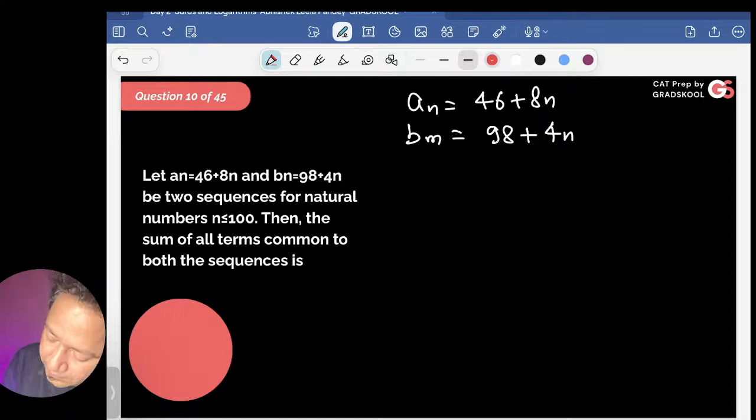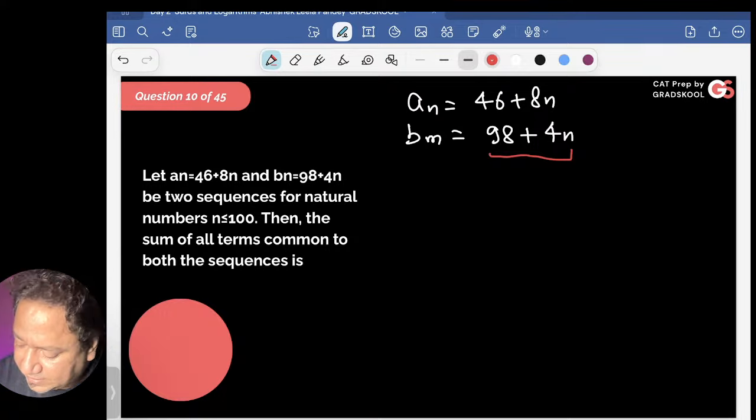देखो, ये 8N है, ये 4N है, ये 46 है, 98 है, 52 का डिफरेंस है जो कि 4 से ऑलरेडी डिविजिबल है. If you see here 8N and 4N, 8N is already a multiple of 4N and here the difference is 52 which is a multiple of 4 again. So essentially the first thing which I can directly mentally say, if I put n equal to 1, I'll get 102 and this 102 also lies here.